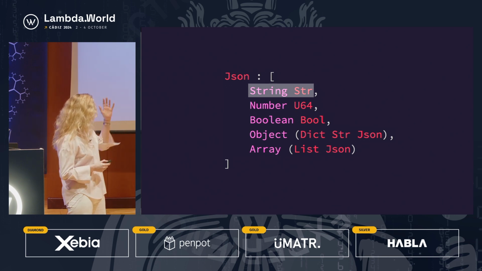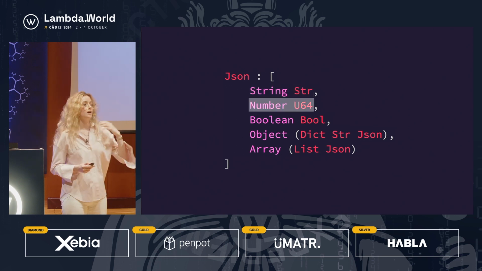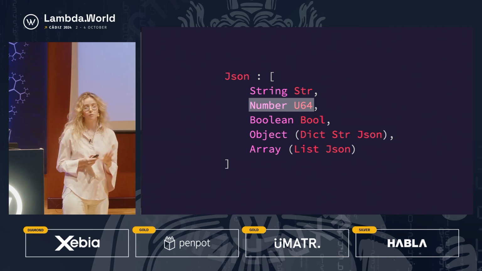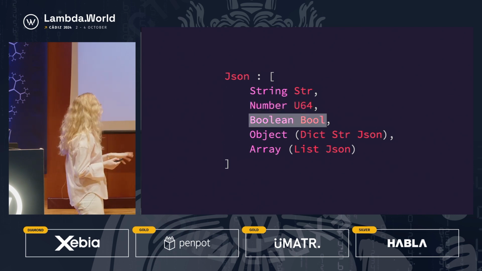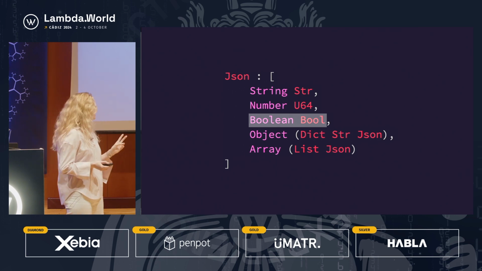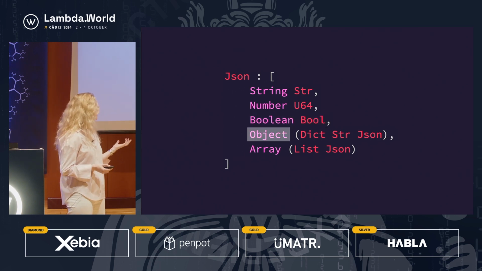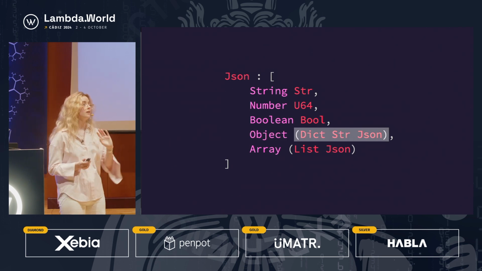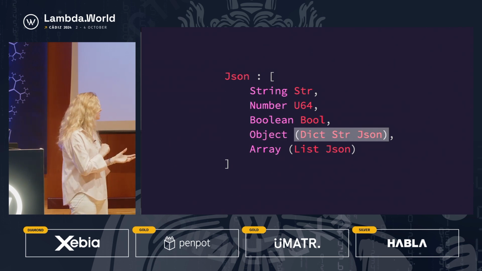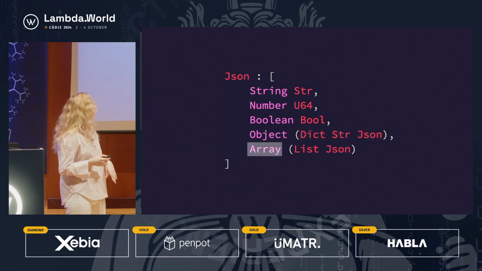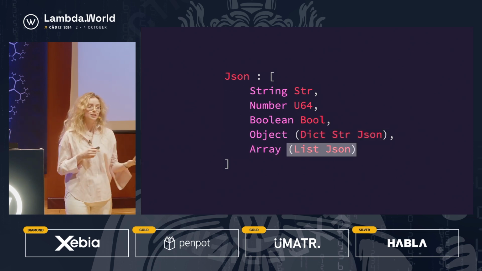So we have a string, which contains a string payload, a number, which I've chosen to represent as an unsigned 64-bit int. Then we have a boolean, which contains a bool. We also have two more complex types. We have an object, which contains a dictionary of key value pairs where the keys are the name of the fields in the object and the values are just other JSON values. And finally, we've got an array which contains a list of JSON.